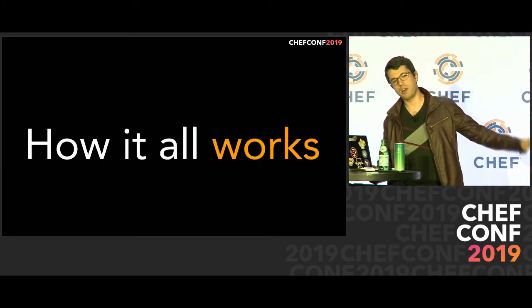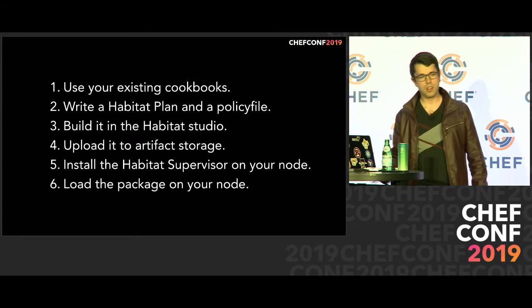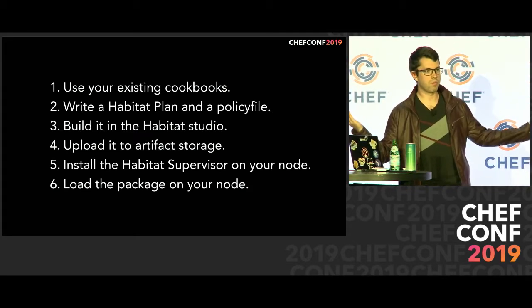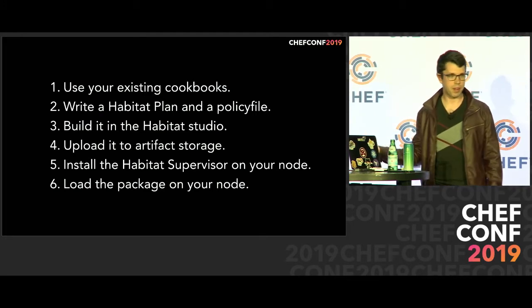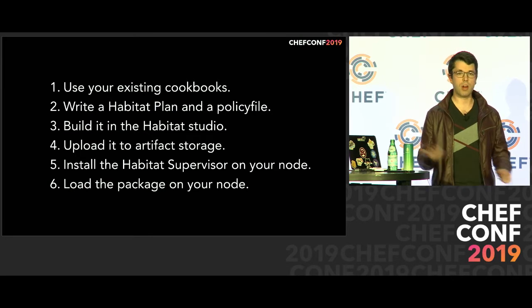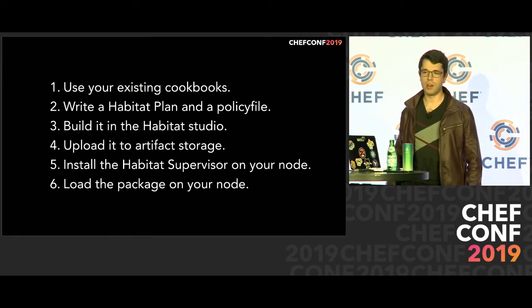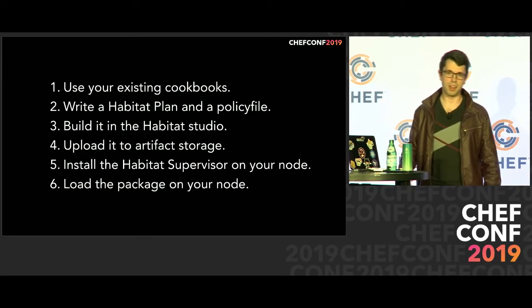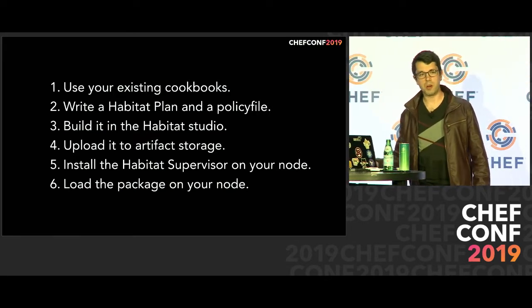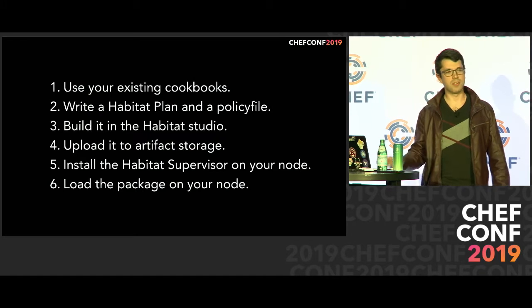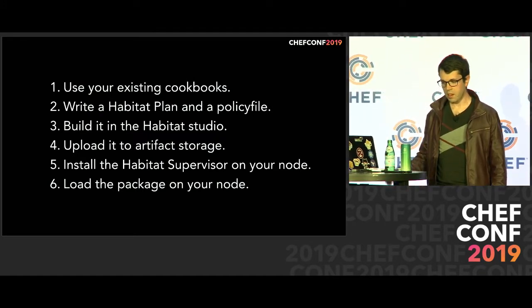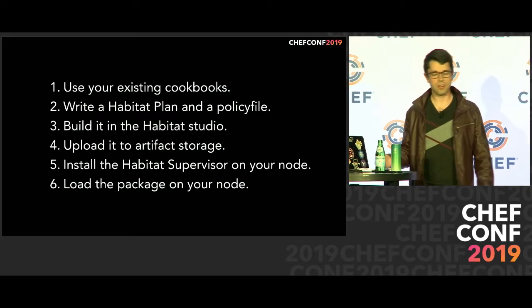So let's go through how it all works real quick. First, we're going to use your existing cookbooks, so you don't have to rewrite anything. There's nothing to rewrite here. We're going to write a Habitat plan and a policy file. If you're not already using policy files, I'm just assuming that you're using something like roles or environments. If you're already using policy files, then your life is even easier because all you have to do is write the plan. We're going to build it in Habitat Studio.